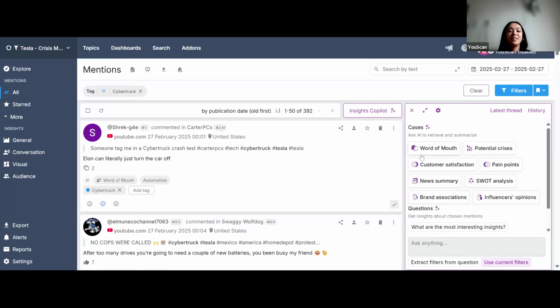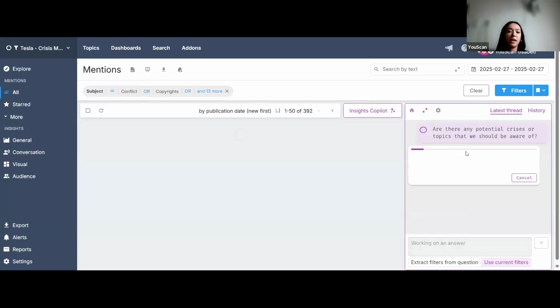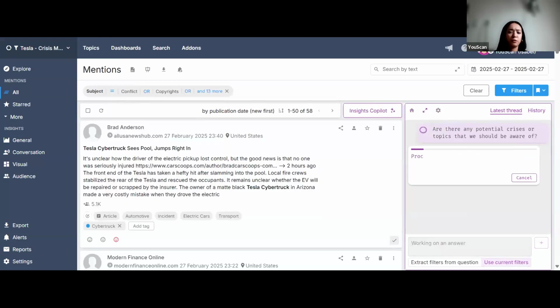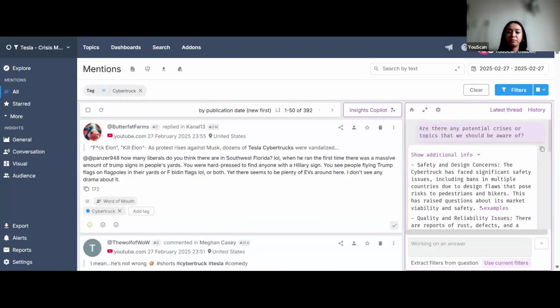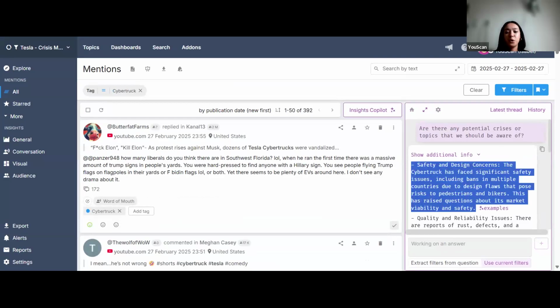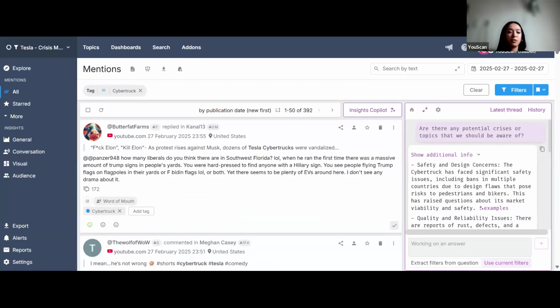So look how we are segmenting the data again in this topic. Here in potential crisis, I can use one of the prompts that we have. You can make your own questions or use one of the prompts that we have, but I already have this question prepared for you. So here, the first analysis that Insights Copilot shows me is about safety and design concerns. So on February 27, almost 10 days before this crisis popped up on the internet, people were already talking about this topic. And that's how we can use Insights Copilot to do this analysis.